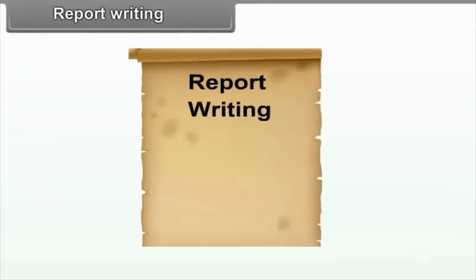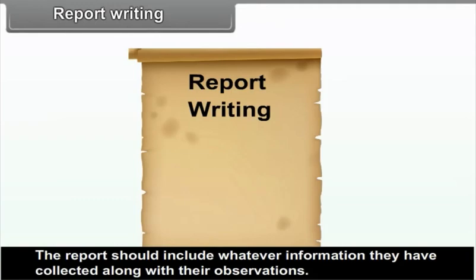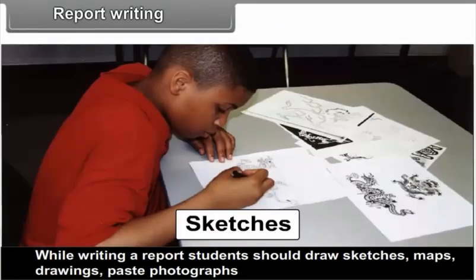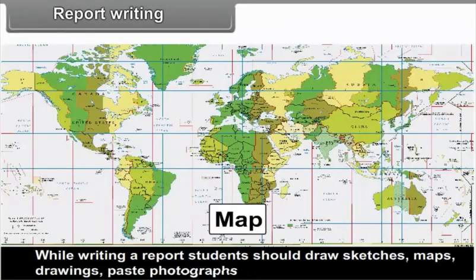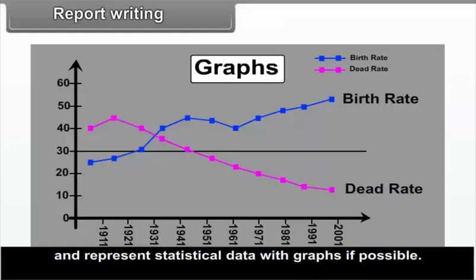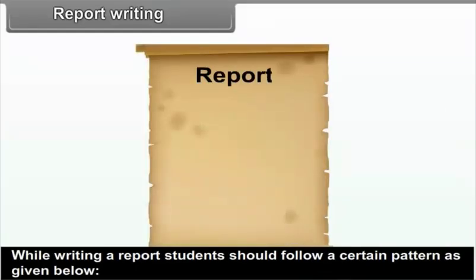Report writing. The report should include whatever information they have collected along with their observations. While writing a report, students should draw sketches, maps, drawings, paste photographs, and represent statistical data with graphs if possible. While writing a report, students should follow a certain pattern as given below.